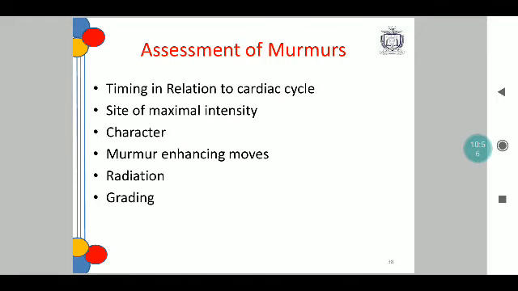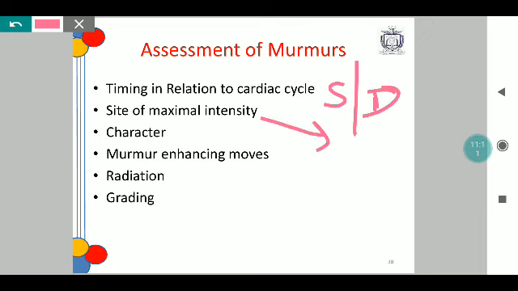Now, if we want to assess a murmur in detail, we have to identify the murmur with regard to its relation in the cardiac cycle. So, we need to identify whether it is a systolic murmur or a diastolic murmur. Subsequently, we need to identify the site of maximal intensity, identify the character of the murmur, and see whether it is enhanced by any maneuvers. Subsequently, we need to see whether the murmur has any radiation and whether it is possible to grade the murmur also.